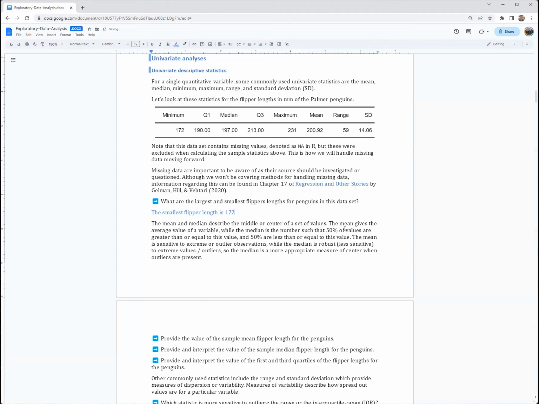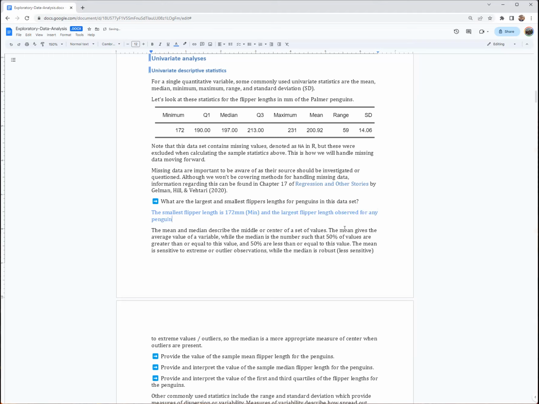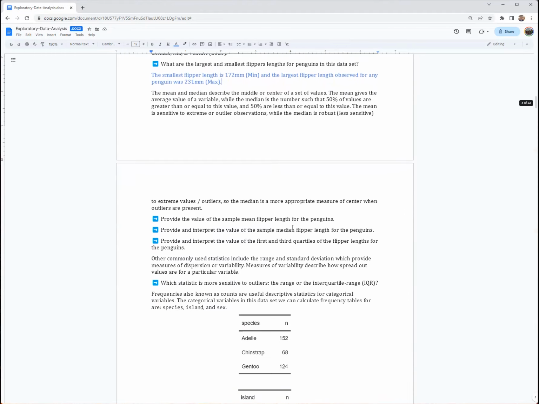It's always important to give units of measurement when you give these values. So in this case, it's millimeters, which is given by the minimum. Given by the maximum. Okay. So the min gives the smallest value of a data set, the max the largest.